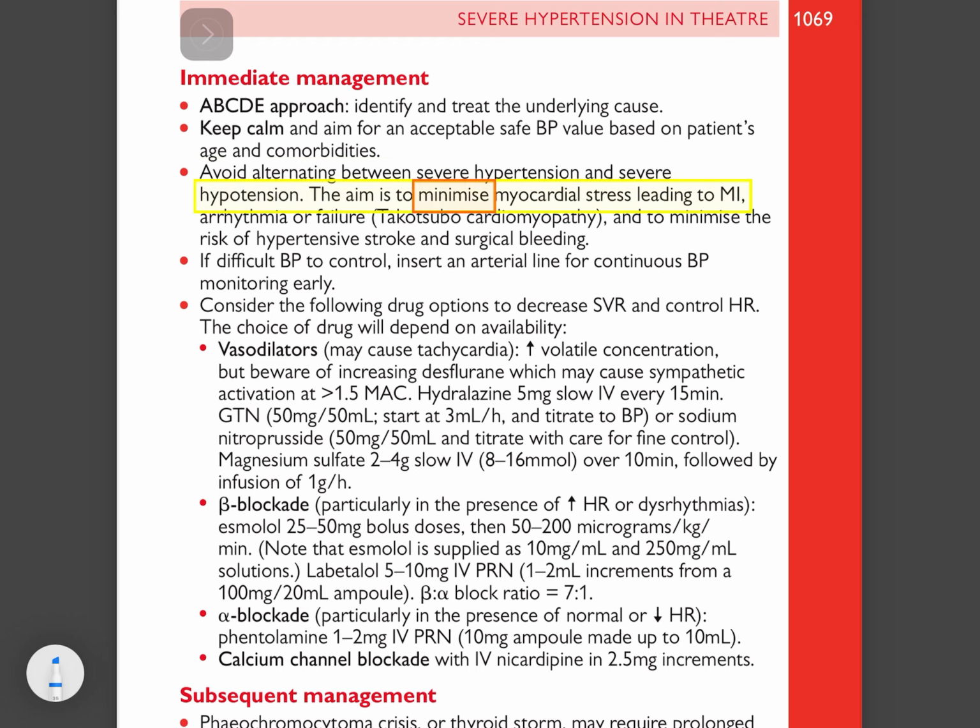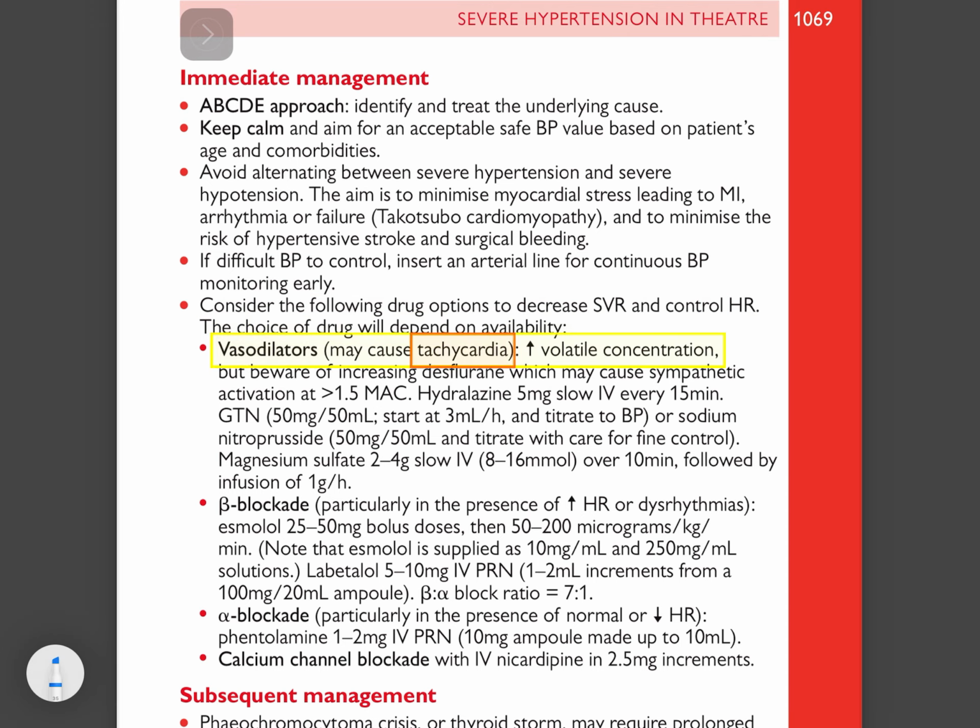The aim is to minimize myocardial stress leading to MI, arrhythmia or failure, Takotsubo cardiomyopathy, and to minimize the risk of hypertensive stroke and surgical bleeding. If BP is difficult to control, insert an arterial line for continuous BP monitoring early. Consider the following drug options to decrease SVR and control HR. The choice of drug will depend on availability.